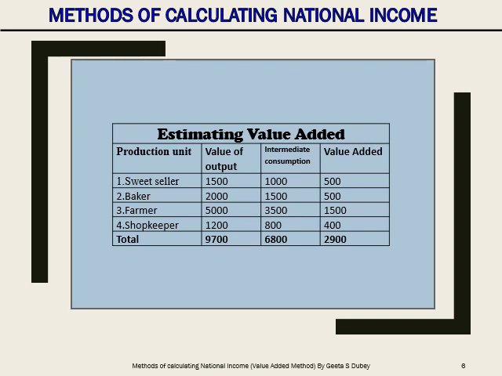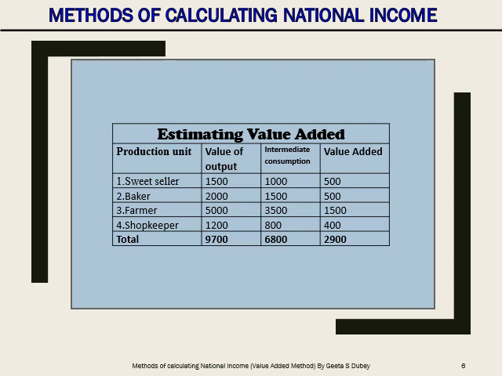But this value of output also covers the intermediate goods which were used for production. Thus, to find the value added by the production unit, we subtract the intermediate consumption from value of output so that we get the value added by that particular firm. In the given series of examples, we have the sweet seller who makes a value addition of 500, the baker also 500, the farmer 1500, and the shopkeeper 400.